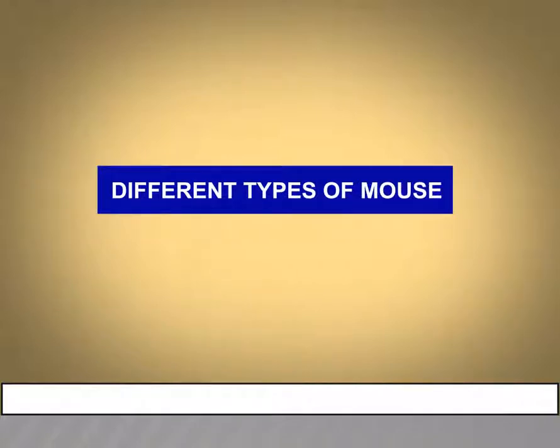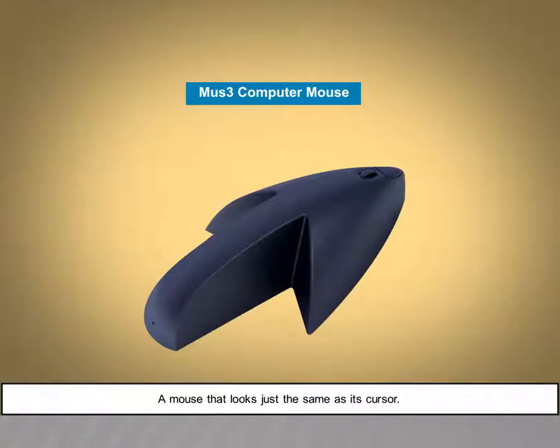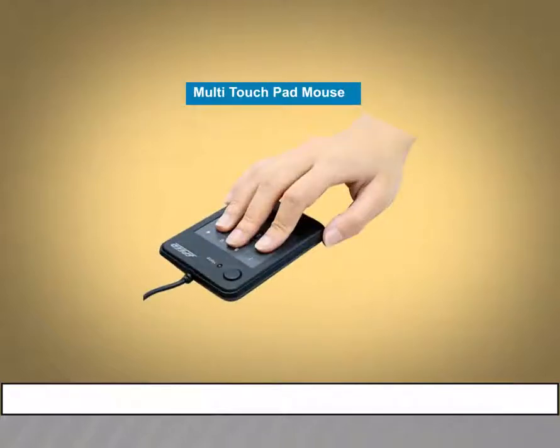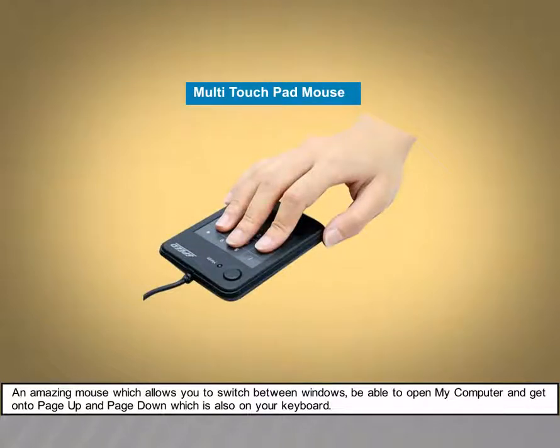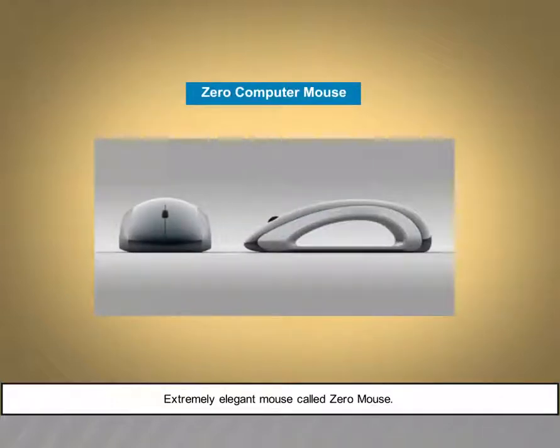Different types of mouse. Mouse 3D computer mouse, a mouse that looks just the same as its cursor. Multi-touchpad mouse, an amazing mouse which allows you to switch between windows, be able to open my computer and get onto page up and page down, which is also on your keyboard. Zero computer mouse, extremely elegant mouse called Zero mouse.